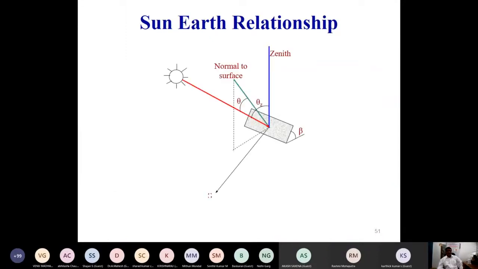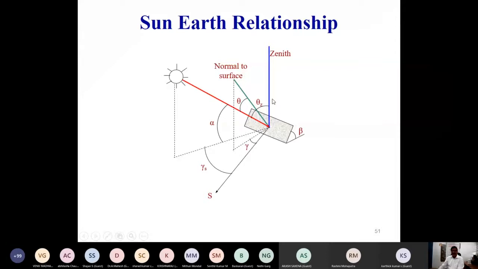I am going to ask a small question as per our discussion on solar geometry. I am showing the Summit relations. There is one inclined surface. This inclined surface has a tilt angle beta, and this vertical line shows the zenith position. The green line shows the normal to the inclined surface. The red line is the sunbeam.